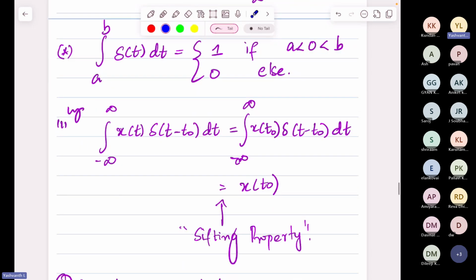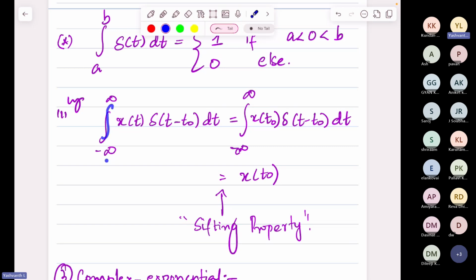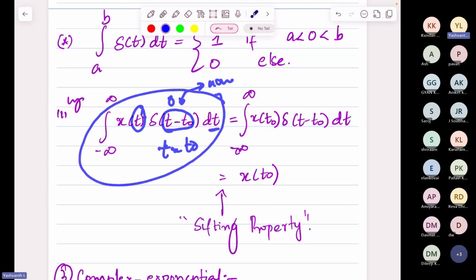Similarly, another important property is if I integrate from minus infinity to plus infinity x of t times delta of t minus t naught, that is, you multiply x of t and delta of t minus t naught and integrate it throughout, then this is the same as replacing x of t with x of t naught times delta of t minus t naught dt. The reason is simple. Only where the argument of delta goes to 0 do you have a non-zero value. That means at t equal to t naught, delta of 0 becomes non-zero. Over the entire integral, only at t equal to t naught will x of t sustain. Otherwise, it will be multiplied by 0.